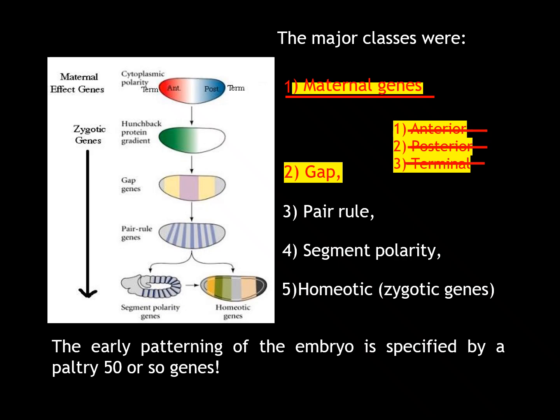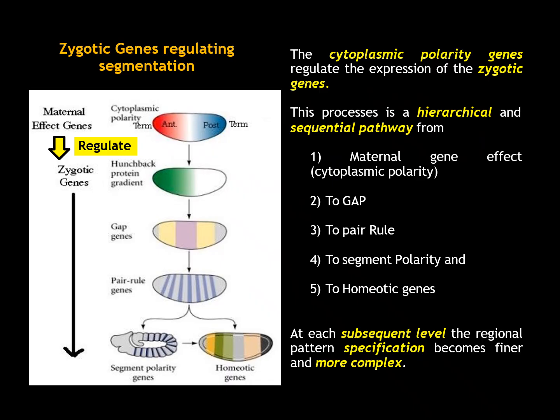So we finished talking about the maternal genes. Now we're going to continue with the following gene, that is the gap genes. Okay, so let's go back to this diagram that we have been talking about, and I want you to observe what is the thing that grabs your attention the most. So when you start here, how many sections do you see? Yeah, you see anterior and posterior.